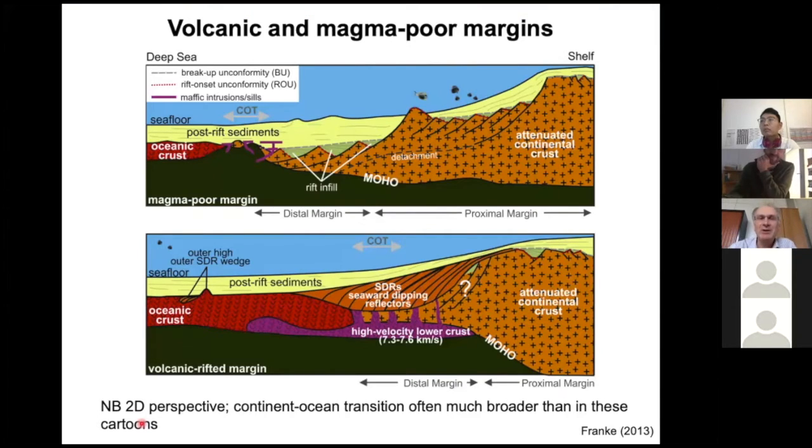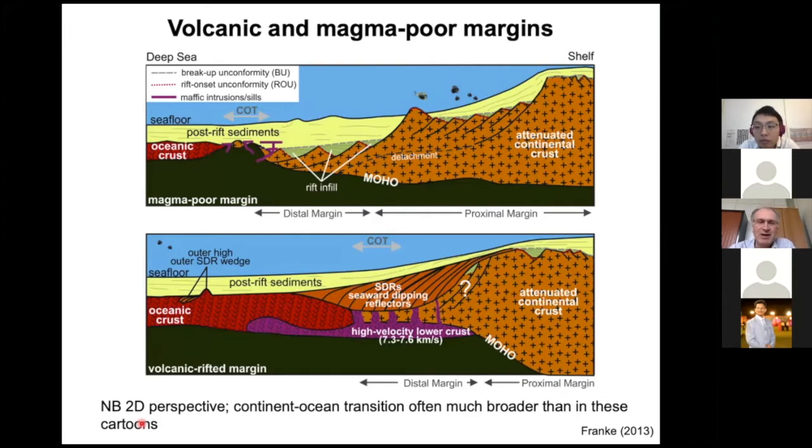So I'm talking about rifted margins, and we have a classification system which probably many of you are familiar with. We talk about volcanic margins and magma-poor margins. This is quite a nice diagram from Dieter Franke that summarizes the characteristics of those types of margins. So magma-poor margins, we see tilted fault blocks, stretched and thinned continental crust.